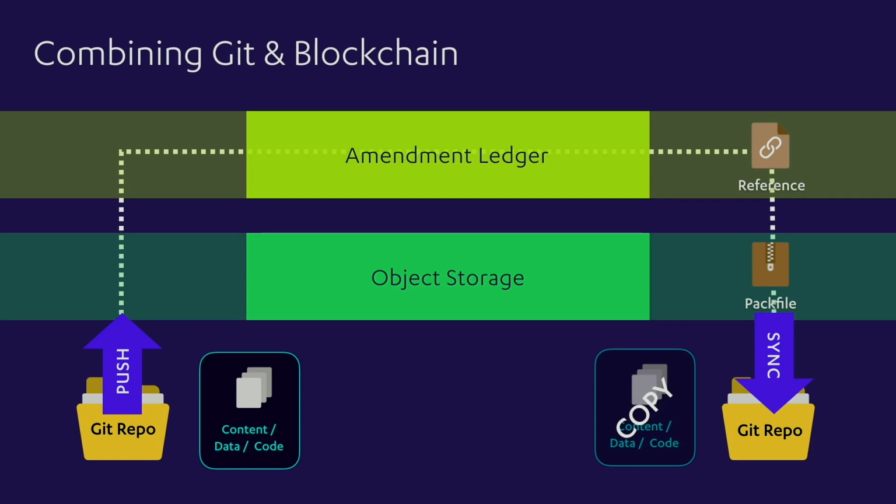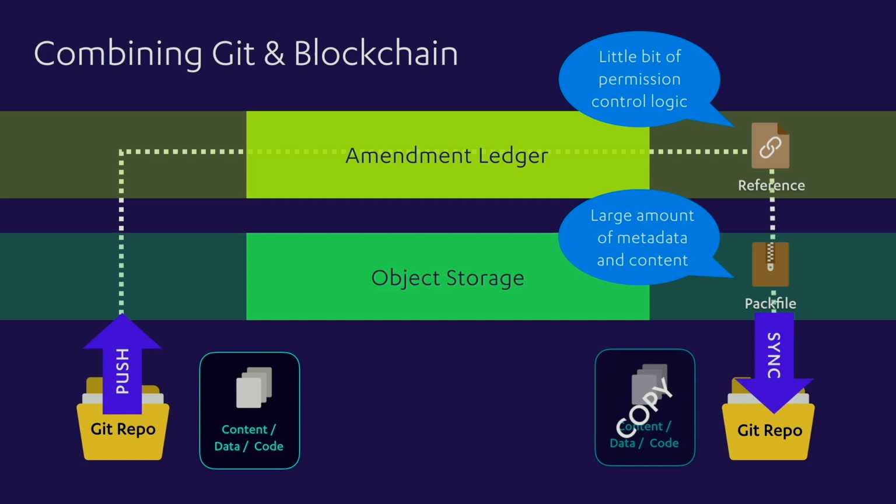That's essentially what happens. We try to put little bits of information, but do permission control in the amendment ledger layer. It's like, are you allowed to update this? Or do I trust that your changes are indeed the real changes? Are you making changes in master? And then based on that, that would allow us to use the information submitted off-chain, so elsewhere, a large amount of metadata, and then sync it into the Git repository.